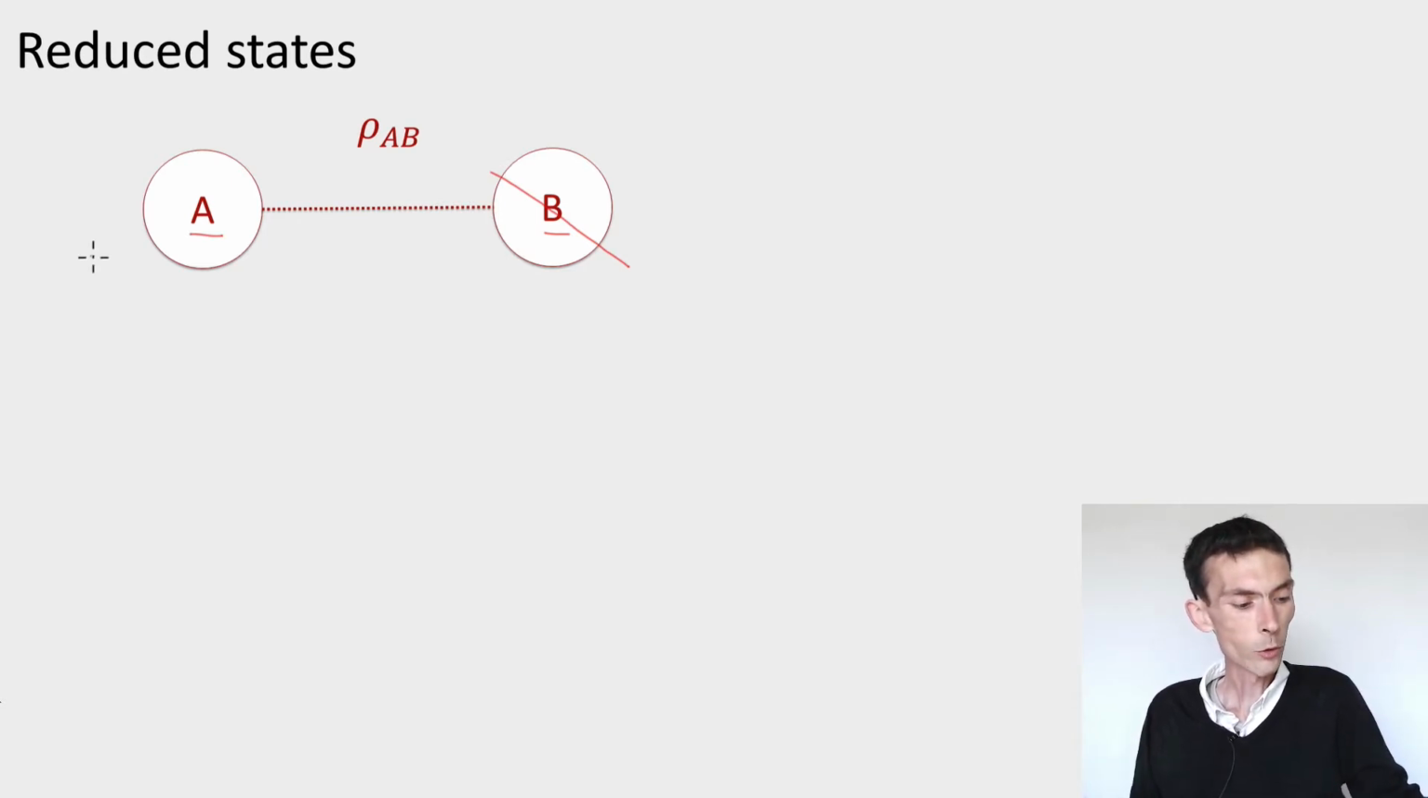What you'd like is to have a description of the density matrix of the system that is associated with A only. So this is called the reduced density ρA associated to the state ρAB on system A. So this is our goal. How do we perform this operation? So let's look at a couple simple examples to get started.